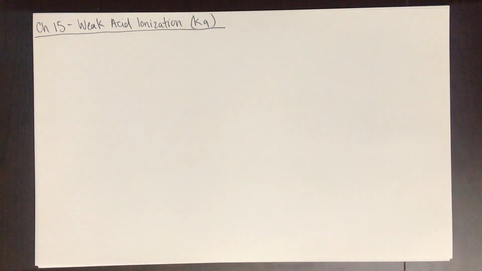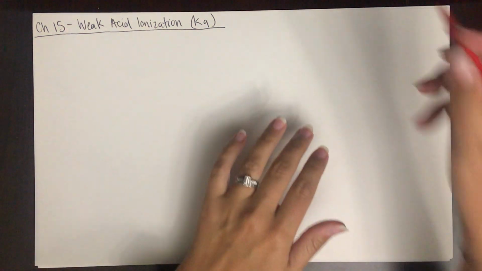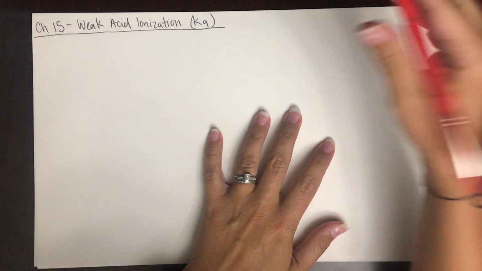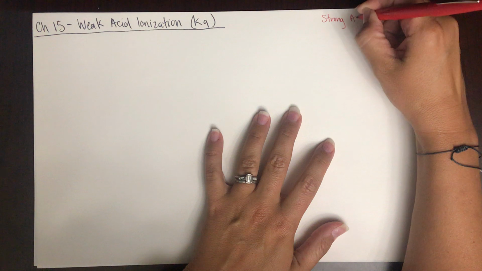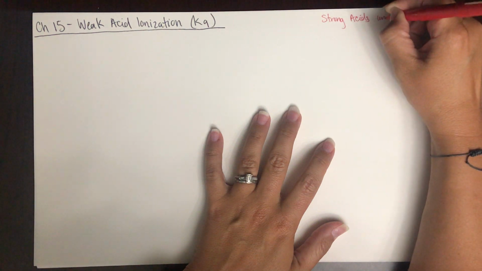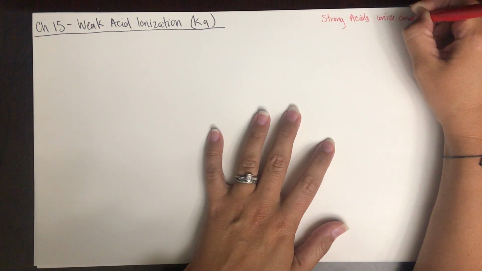Let's talk about something called weak acid ionization. So before we get into that, let's just remember what we know about weak acids. First, let's start with what we know about strong acids. Strong acids ionize completely.